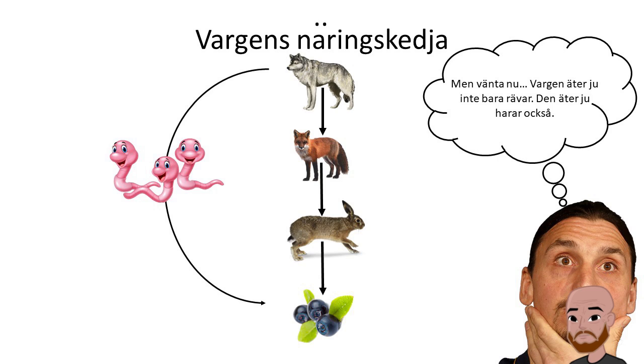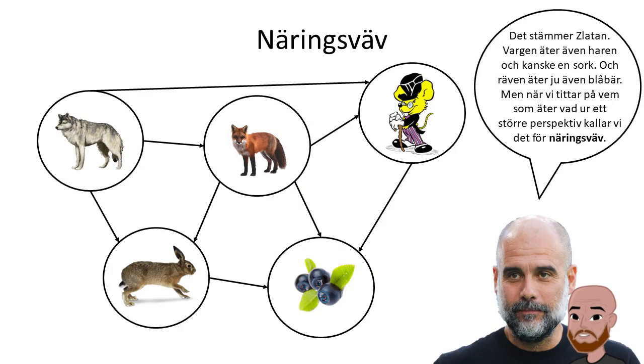So here's the thing. The wolf has a more varied diet than just foxes. It also eats hares, as Zlatan points out here. And that's absolutely true. The wolf doesn't just eat hares. It also eats voles. And the fox eats both blueberries and other things. When we look at this from a broader perspective, we move away from the concept of a food chain and instead consider the concept of a food web. It is called a näringsväv in Swedish.